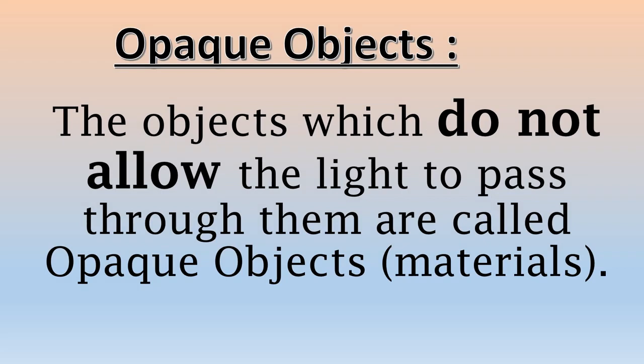Finally, the last category of objects are called opaque objects. The objects which do not allow the light to pass through them are called opaque objects or opaque materials. So, these are the objects which completely block the path of light.